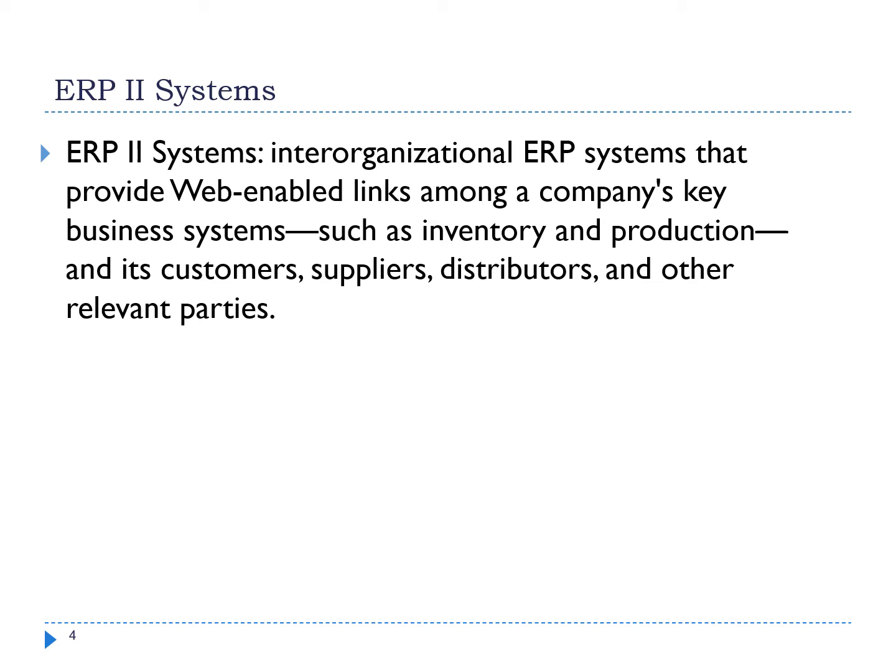We call the evolution of ERP systems ERP2 systems. ERP2 systems are inter-organizational. That is to say, ERP systems are inside an organization, and ERP2 systems are not only inside an organization, but they connect organizations. Therefore, ERP2 systems provide web-enabled links among key information systems, such as inventory and production, to connect your company with your customers, suppliers, distributors, and other relevant partners.